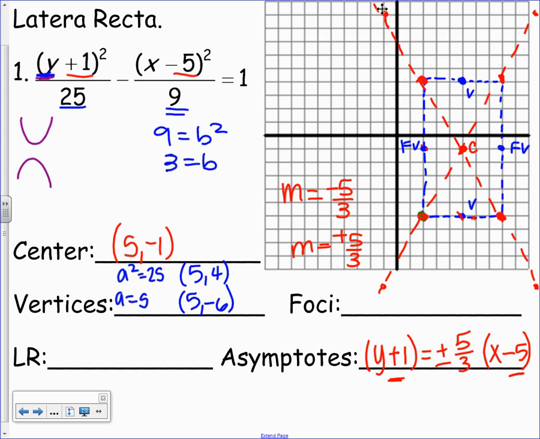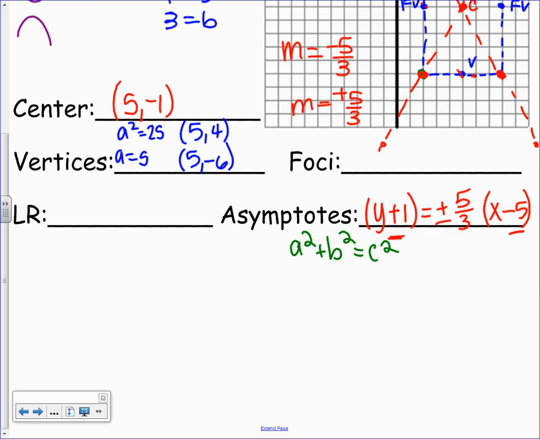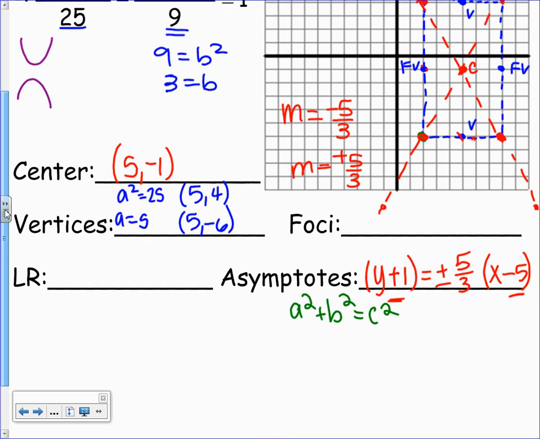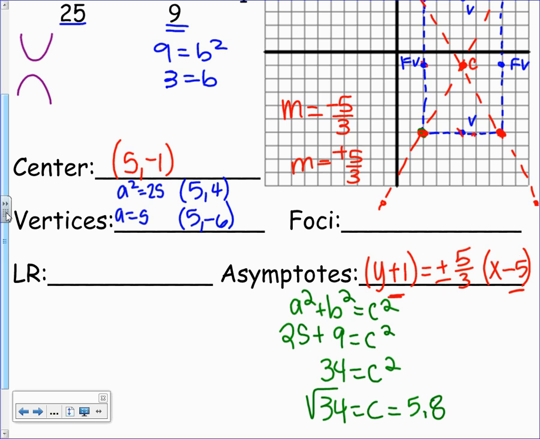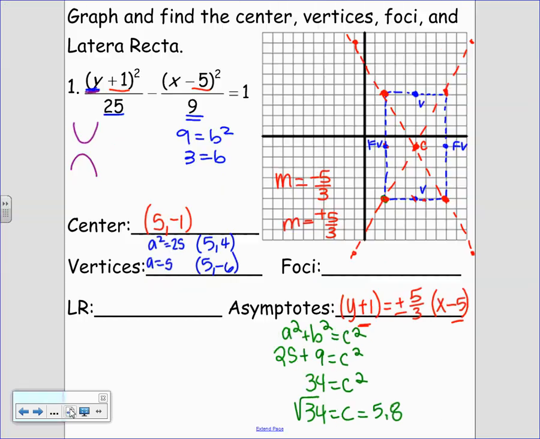My focus, again, a squared plus b squared equals c squared. My focus on these, the c value is the largest value. So a squared is 25, b squared is 9, and so I'm getting 34 is c squared. So the square root of 34 is c, and if I plug it into a calculator, the square root of 34 is like 5.8. Okay, so my foci are 5.8 away from the center.